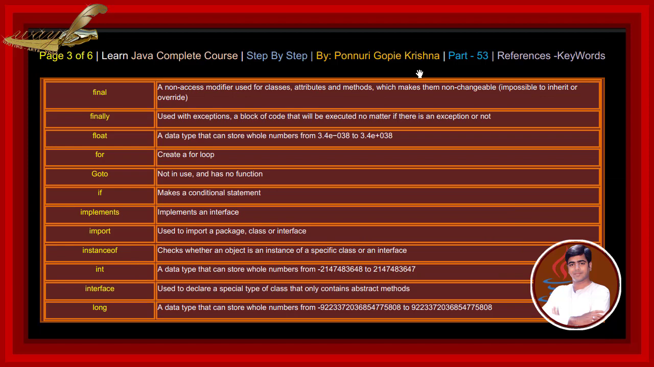Final keyword, a non-access modifier used for classes, attributes and methods, which makes them non-changeable, impossible to inherit or override. Finally keyword, used with exceptions, a block of code that will execute no matter if there is an exception or not. Float keyword, a data type that can store numbers from 3.4e-038 to 3.4e+038. For keyword, creates a for loop.